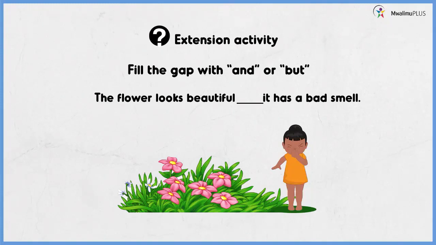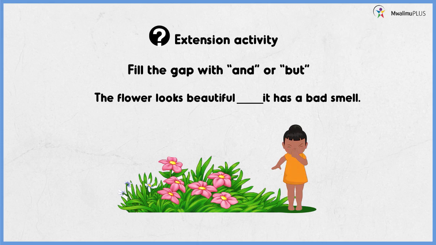Our sentence reads like this. The flower looks beautiful, dash, it has a bad smell. As you can see, the first phrase is talking about something good about the flower. But when you look at the second phrase, it is talking about something bad. As you can see from the picture there, that girl saw beautiful flowers and she wanted to pick a flower. But when she was just about to pick one, she realized that it is smelling so bad.